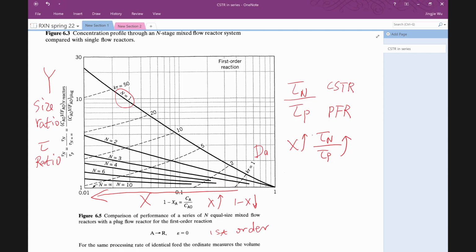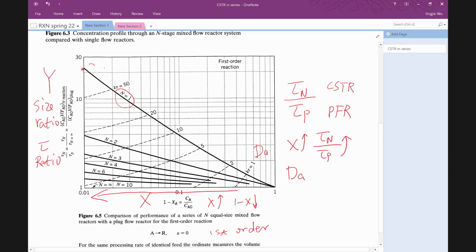Especially when the Damköhler number is large, that's the dashed line. The dashed line means the Da parameter. However, when you increase the N number, for example, now you have infinite, eventually you will see the CSTR and the PFR can perform similarly. The ratio becomes one. Otherwise the ratio is very large. You see here it's almost 28, for example.